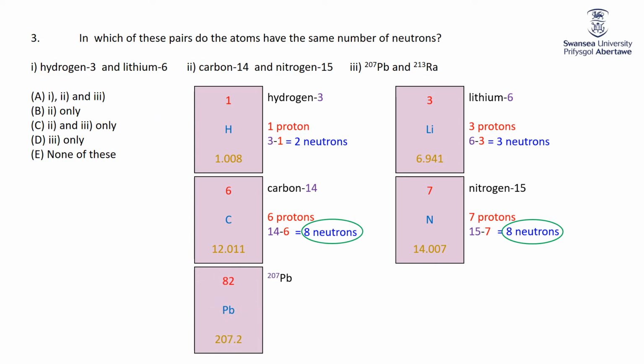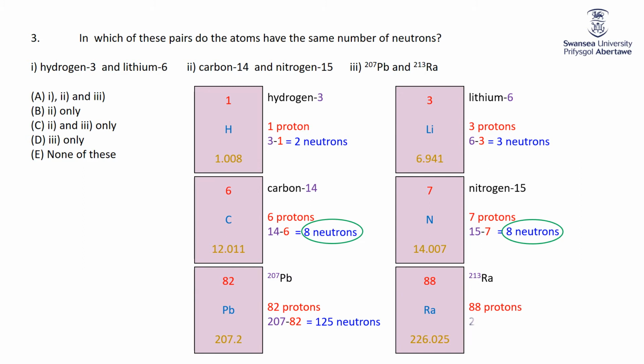Lead has atomic number 82, so lead-207 minus 82 protons gives us 125 neutrons. Then radium-213 has 88 protons, and 213 minus 88 is 125 neutrons, so both of those have the same number of neutrons. Thus the answer to which pairs have atoms with the same number of neutrons is that pair 2 and pair 3 both have the same number of neutrons for each member of their pair. Confusingly worded question, but one that gives us good practice.